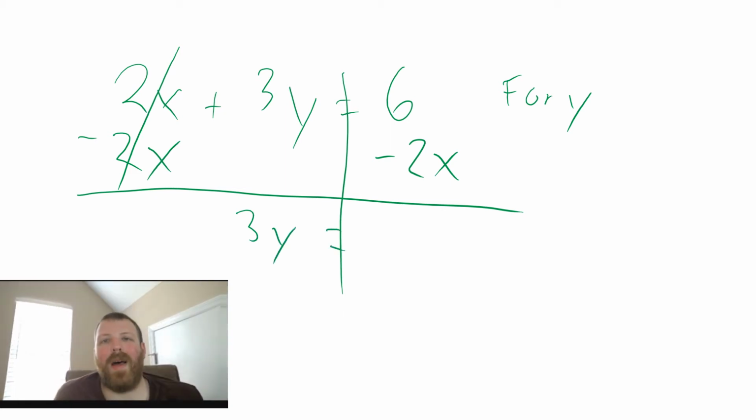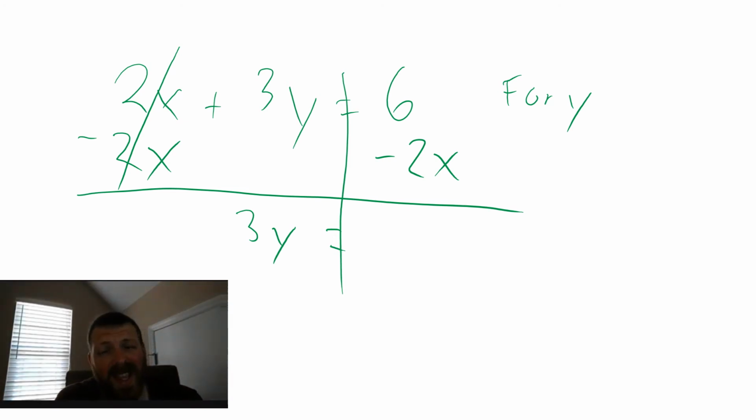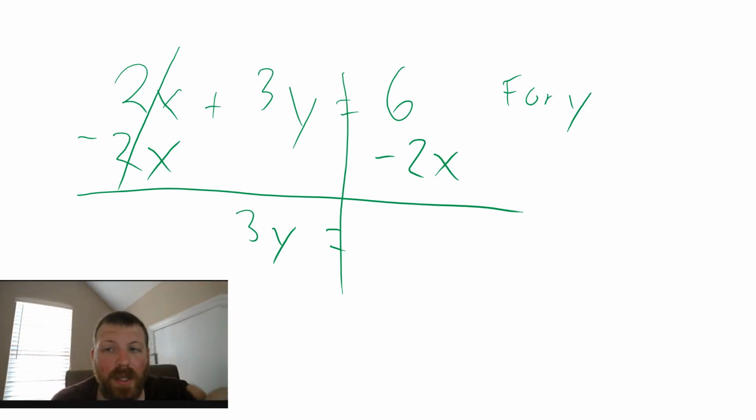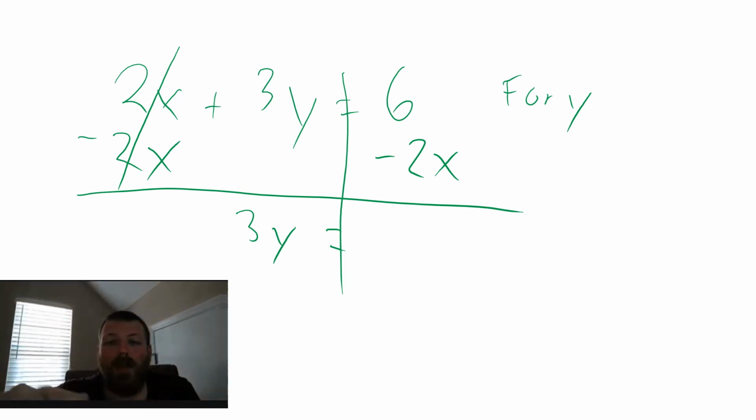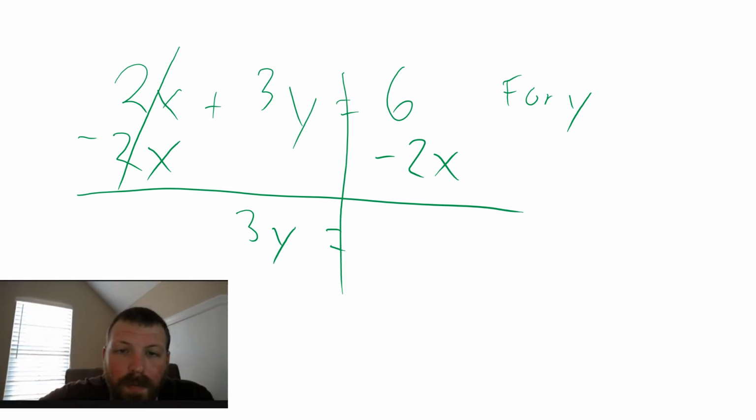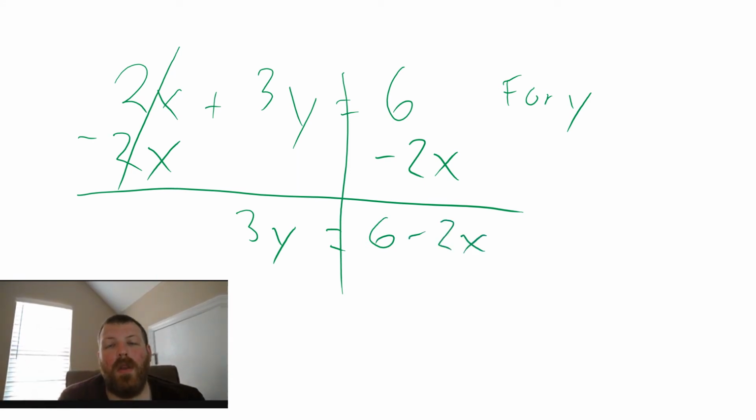Now, the big thing about this is most kids will make the mistake and they'll take 6 and subtract 2 from that. They'll take 6 minus 2x and they'll say that it's 4x. But that's incorrect. Because 6 doesn't have an x, we cannot just assume that we can subtract those. The only thing we can do is rewrite it as 6 minus 2x. All we did was take what we had vertically and write it horizontally.